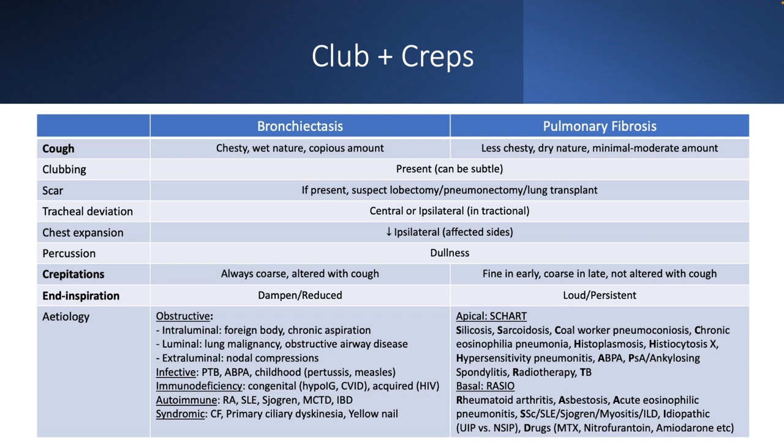So if you're talking about localized bronchiectasis, it can be obstructive cause, can be intraluminal, like foreign body, like chronic aspiration, or luminal, like neoplastic lesion of the lung, obstructive airway disease, extraluminal, like nodal compression. If it's diffuse, then you mention TB, ABPA, childhood infection, immunodeficiency, hypogammaglobulinemias, common variable immunodeficiency, acquired like HIV, autoimmune causes and syndromic causes like cystic fibrosis, primary ciliary dyskinesia, even yellow nail syndrome.